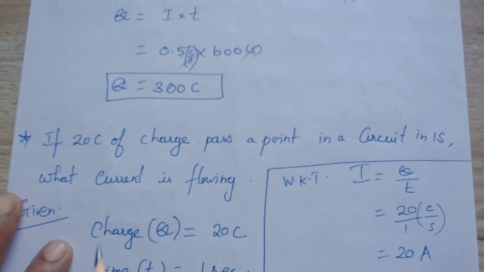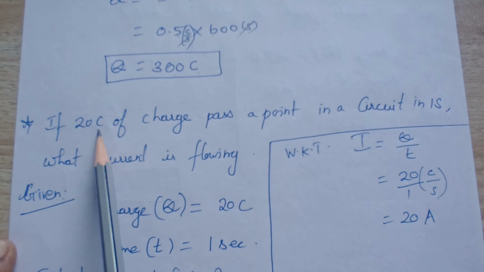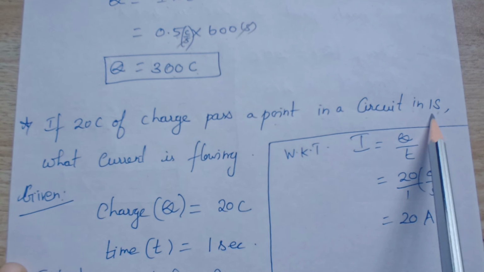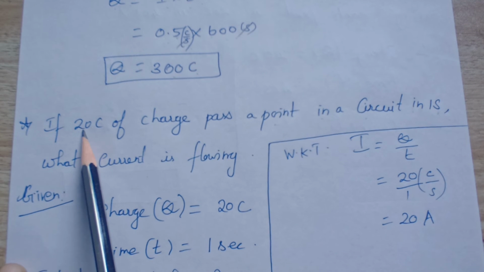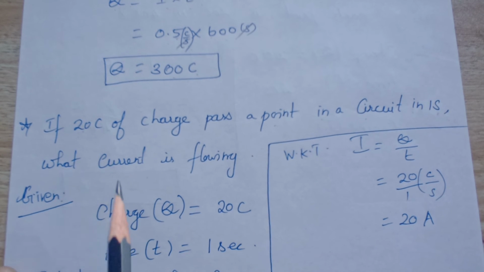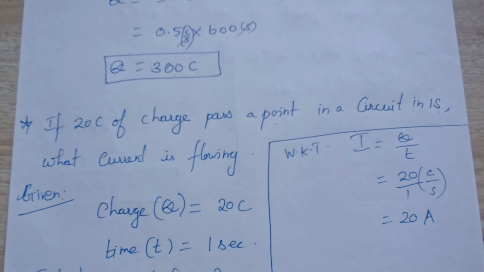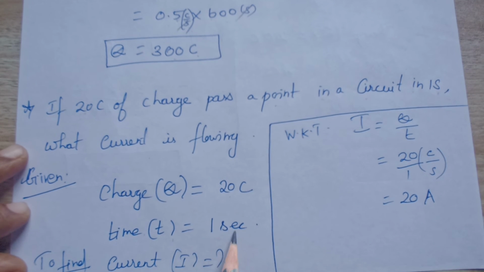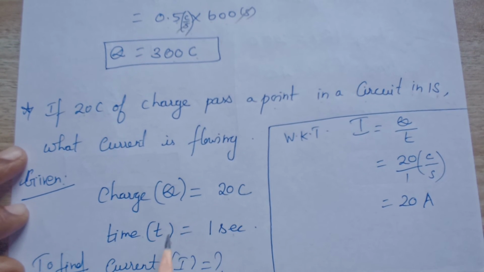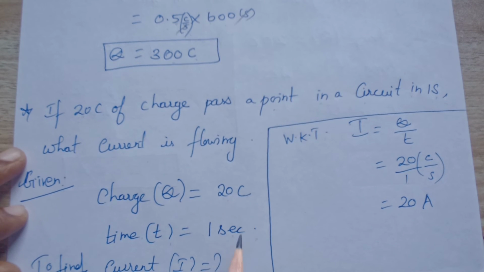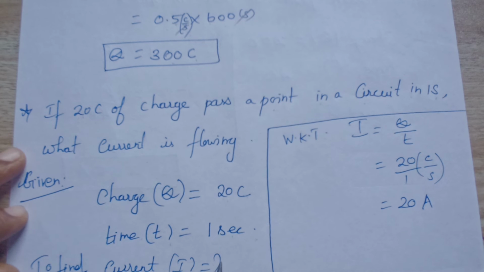Next question. If 20 coulombs of charge pass a point in a circuit in 1 second, in a particular area, what current is flowing in that circuit? Okay, so the charge given is 20 coulombs, time is 1 second. No need to convert anything. It's already given in coulomb and seconds, and we need to find the current. I equals question mark.